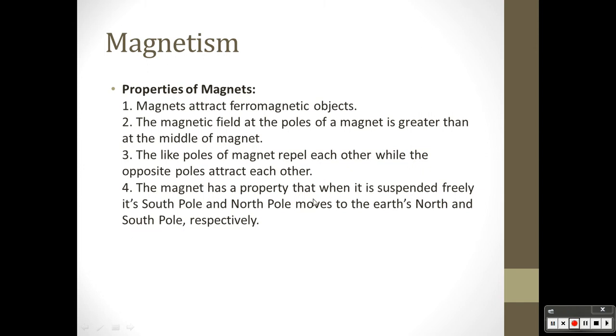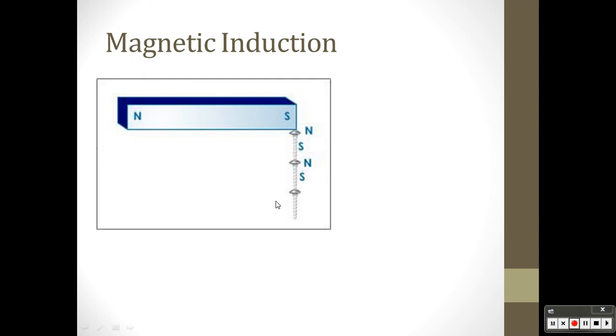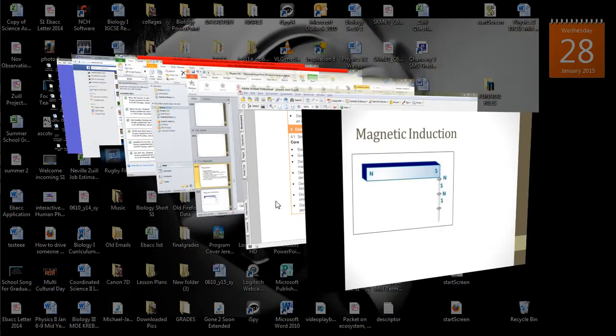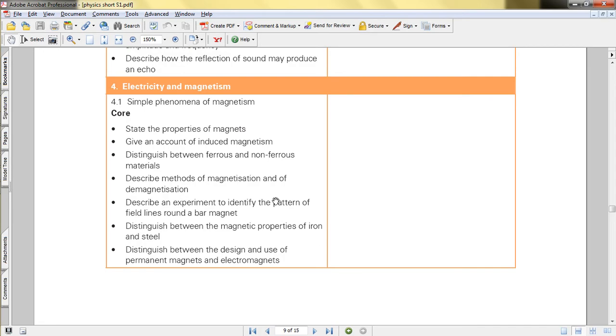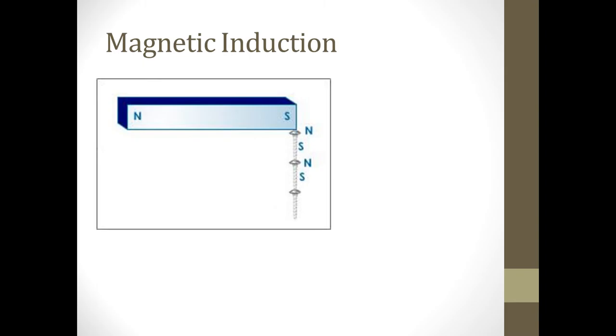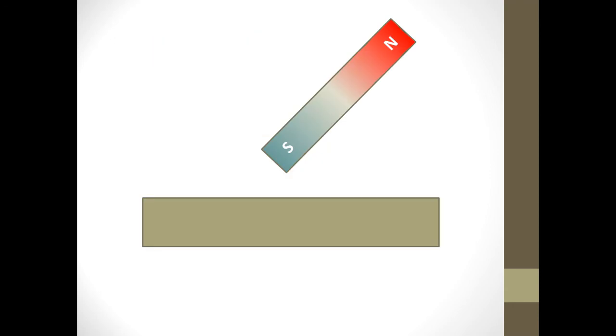All right. So the second objective is give an account of induced magnetism. Magnetic induction occurs when you take a magnet and you put it near a magnetic object, and it effectively turns that object into a magnet. So it gives it a north-seeking pole and a south-seeking pole.